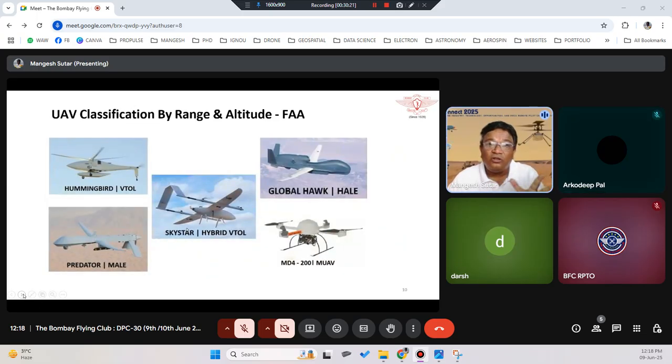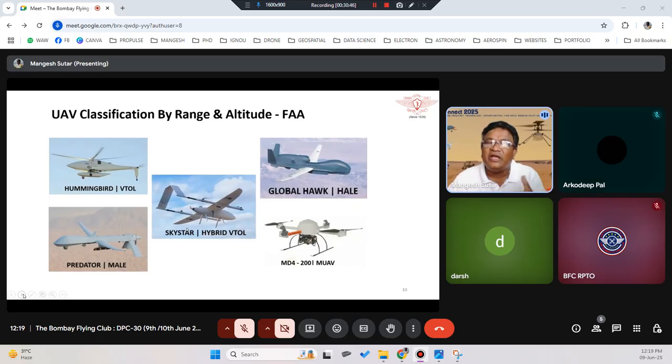So we saw the classification and categorization with respect to India. Now let's see the classification outside India. Let's take the example of the FAA, Federal Aviation Administration, which is the premier authority in the US, like how we have DGCA in India. Or the same classification is used by Canada, South America or Australia.